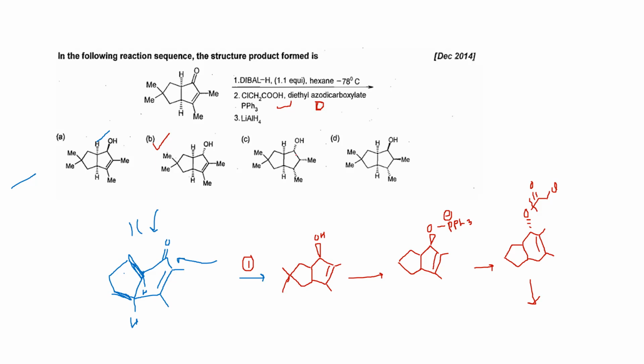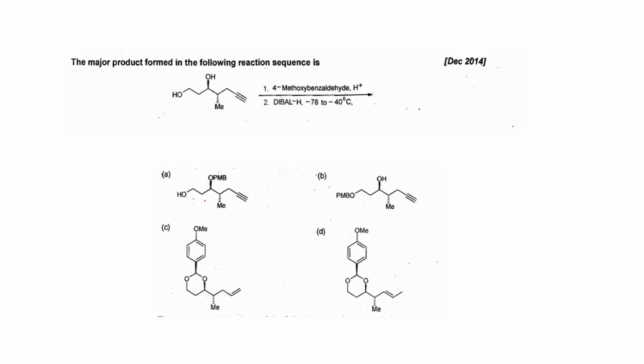As in LiAlH4, this alpha beta unsaturated double bond will be intact. Just this OH group will attack this position and it will open up this way. So this double bond will be intact and we will get B as our product. Okay. Let's go to the next question.